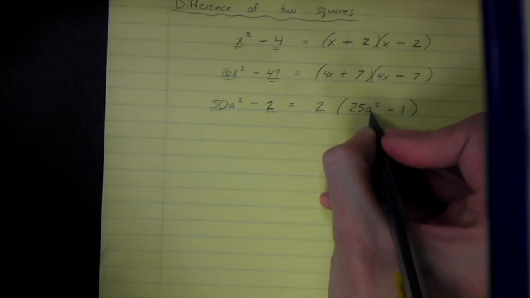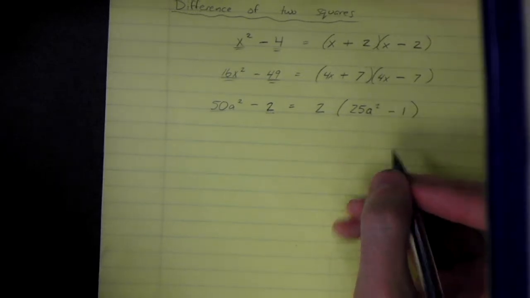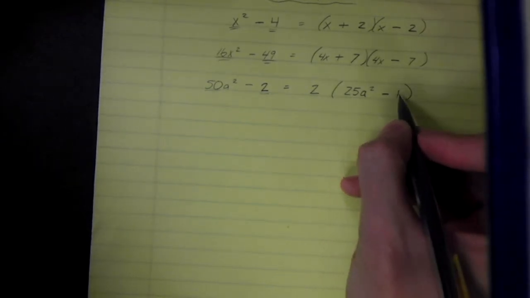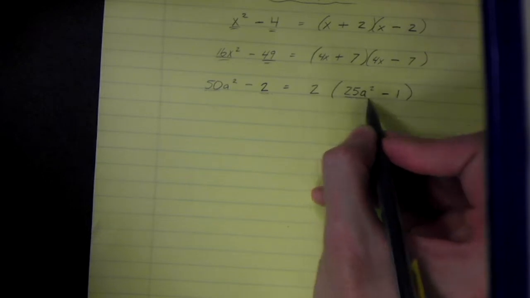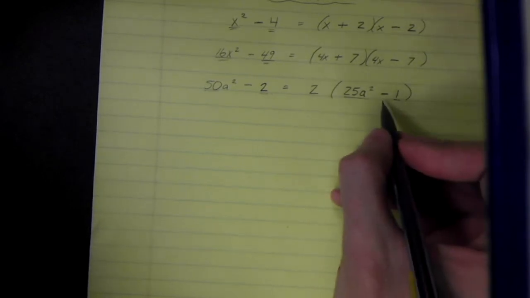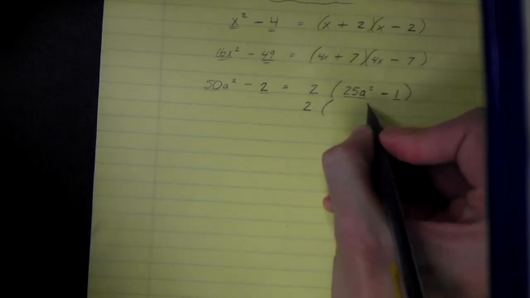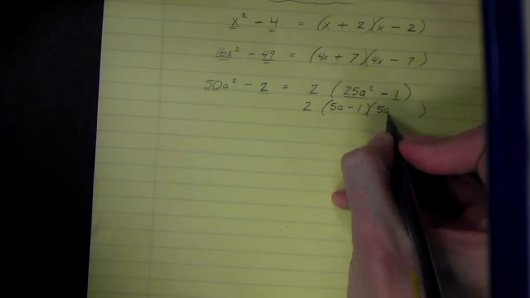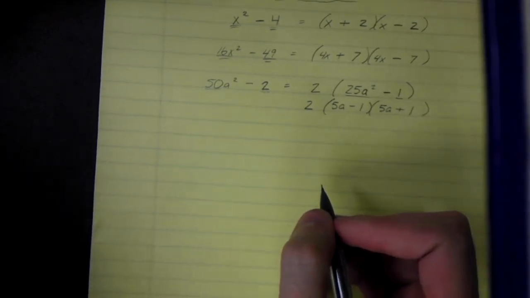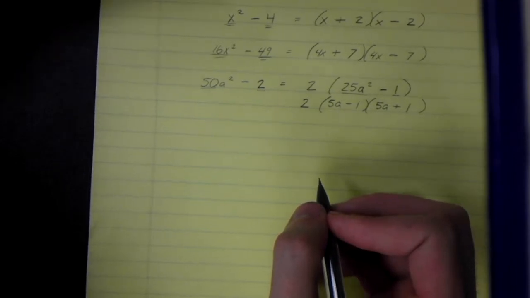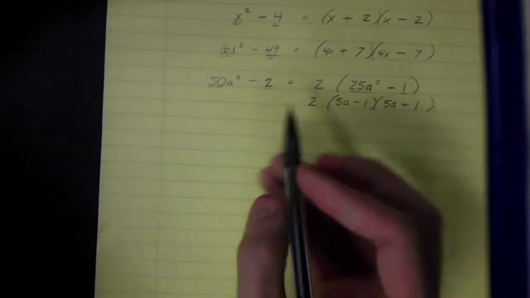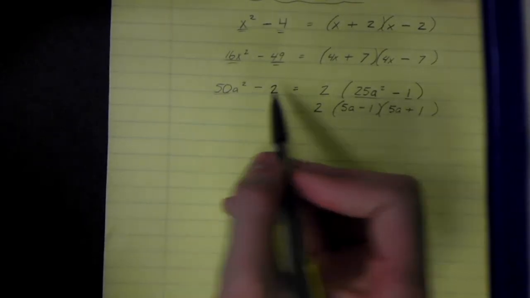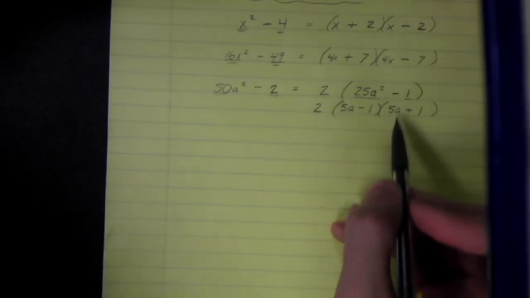Okay, so we're dividing both of those numbers by 2. Then you want to look and see what's left over. Is that a difference of two perfect squares? 25a squared and 1 are both perfect squares, and we're subtracting. So this is a difference of perfect squares, and it will factor as 5a minus 1 and 5a plus 1. Alright? So always check for a GCF first, because looking at this, well, 50 and 2 aren't perfect squares. So you may think that this won't factor, but if you pull the GCF out first, then you can see that it does.